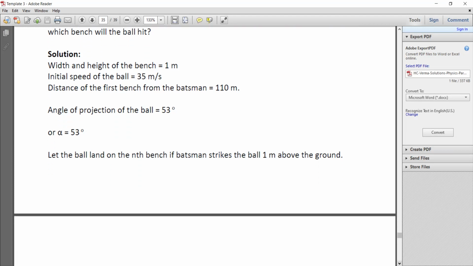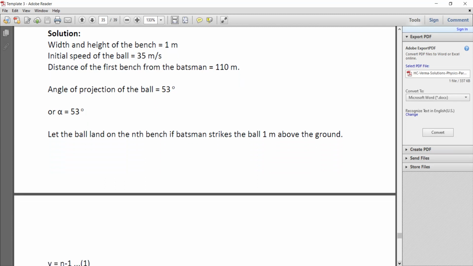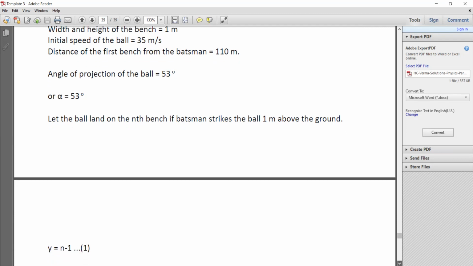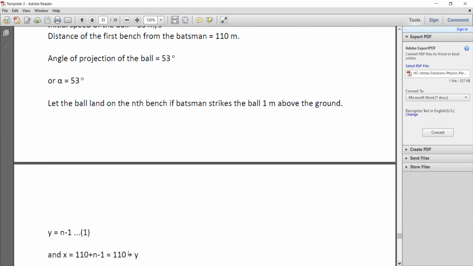Solution. Width and height of the bench equals 1 meter. Initial speed of the ball equals 35 meters per second. Distance of the first bench from the batsman equals 110 meters. Angle of projection of the ball equals 53 degrees, or alpha equals 53 degrees.